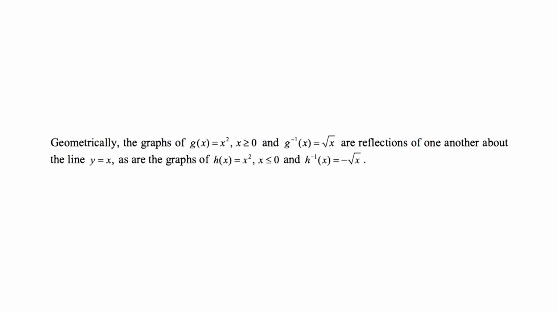Geometrically, the graph of g of x equal to x squared with x greater than or equal to 0 and g inverse of x equal to square root of x are reflections of one another about the line y equal to x, as are the graph of h of x equal to x squared with x less than or equal to 0 and h inverse of x equal to minus square root of x.